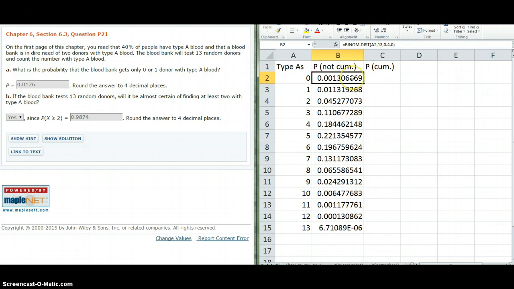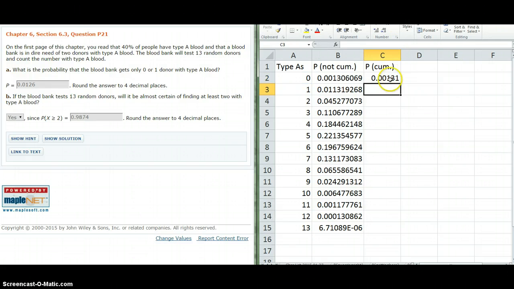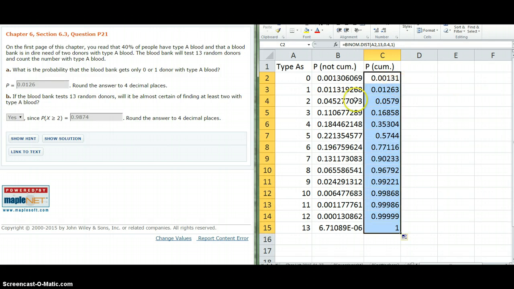Okay, I'm going to fill this across to do the same thing, but notice when I fill it across, it switches me now to B2, and I really wanted A2 still. The other difference is I do want to be cumulative here, so I'm going to change that 0 to a 1. Fill down. So what are the differences here? One, you can see that these numbers are much higher in the cumulative. You also notice that they end at 1. And the reason why is this is the probability of having this many type A's or less.